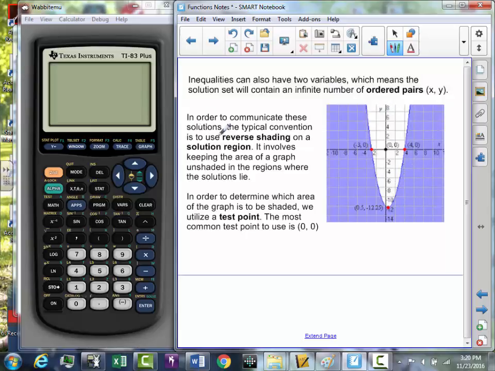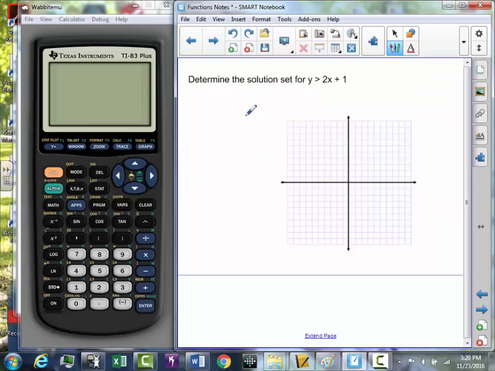And my preferred method is something called reverse shading. What you do is you shade where the answers are not. So according to this graph right here, this point right here, that could work. This point right here, that could work. This point right here, that could work. But this point down here, that wouldn't work. And you do the same sort of thing. You use a test point. So, let me show you how to do an example.